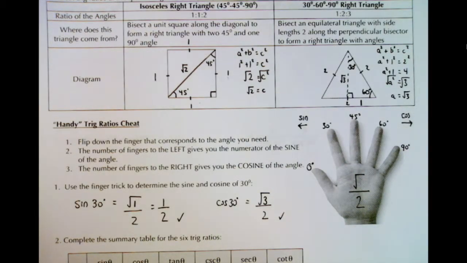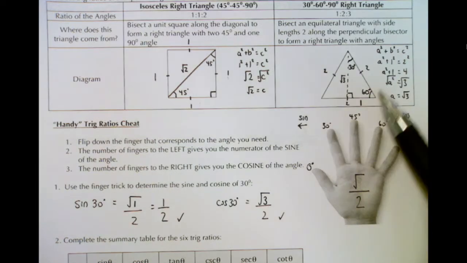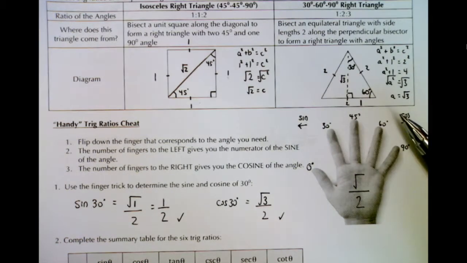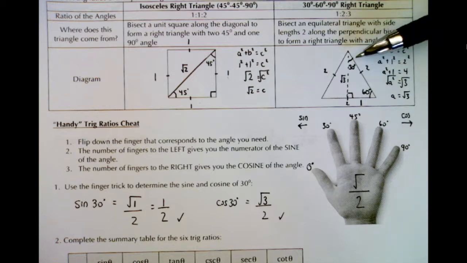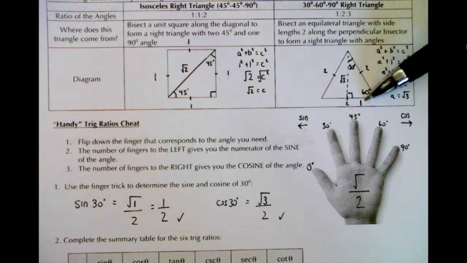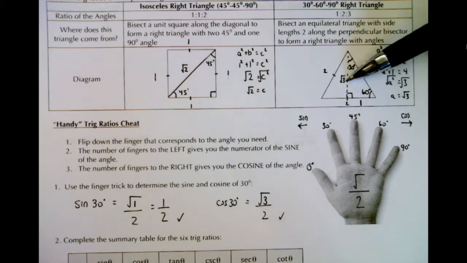For example, say we were working in this triangle, and I wanted to do tan 30. Tan 30 would be opposite over adjacent, 1 over root 3. We'd get a root 3 in the denominator. We can't have a root 3 in the denominator, so we'd have to simplify by multiplying top and bottom by root 3. You'll never have to do that when you're working with the hand trick.